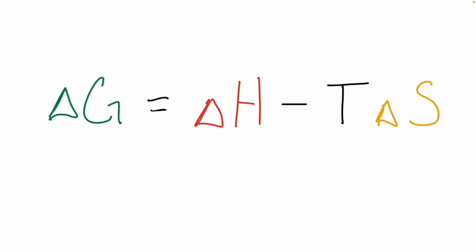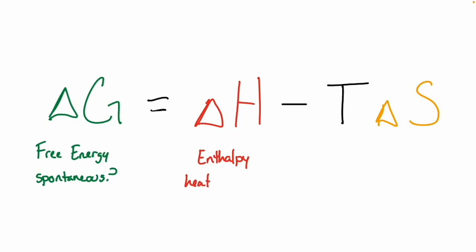All right, so again, delta G we call the free energy. This tells us whether or not a reaction is spontaneous, right? Whether or not it will occur spontaneously. If delta G is less than 0, that's a spontaneous reaction. If delta G is greater than 0, that's a non-spontaneous reaction. Delta H was the enthalpy. This tells you about whether heat is released or absorbed in a reaction.